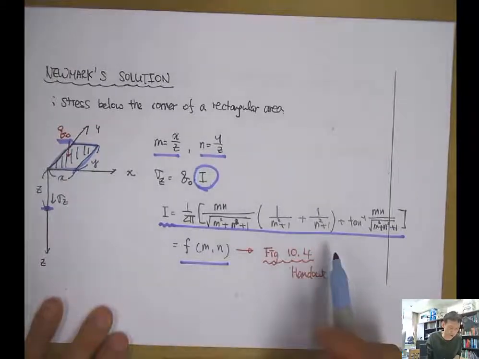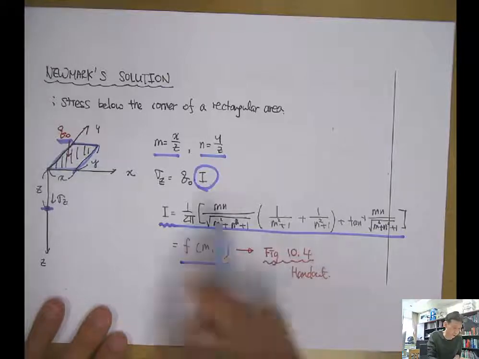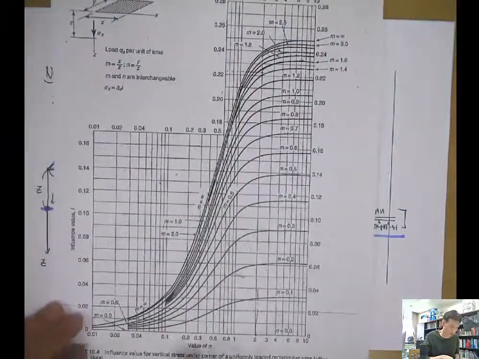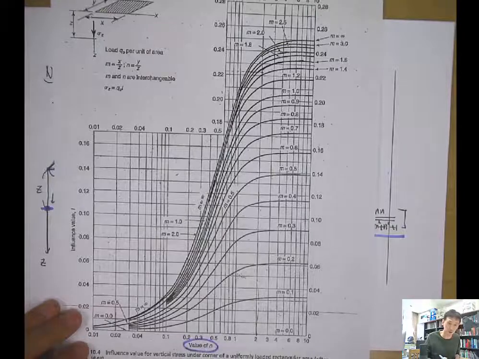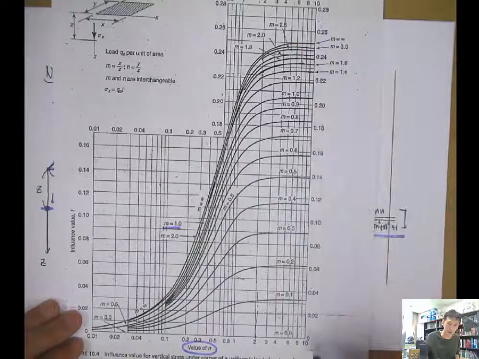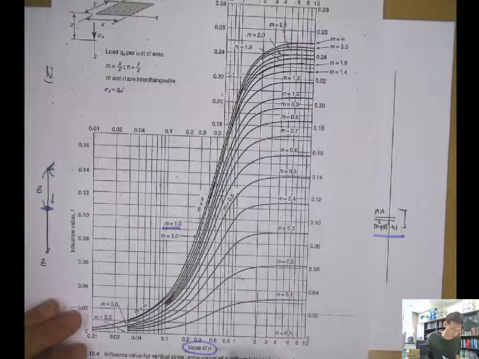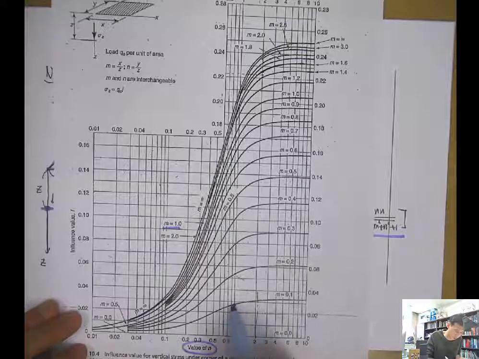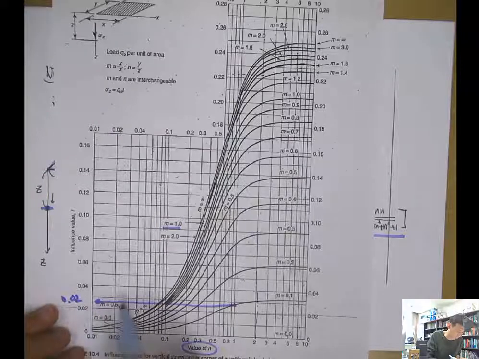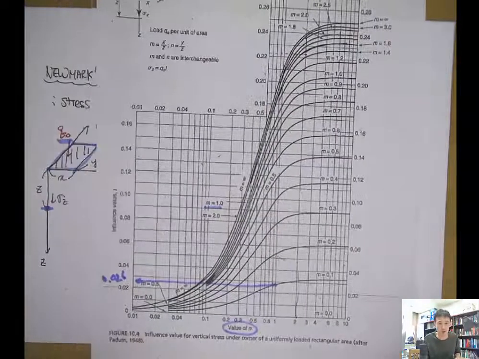So you can solve this equation using the calculator for a given M and N, or you can use this graphical solution or the chart to find out. So here, if you know the N and if you know the M, for different M, for example, if the N is 1 and if the M is 0.1, then influence factor will be 0.02, maybe 0.026, something like that.